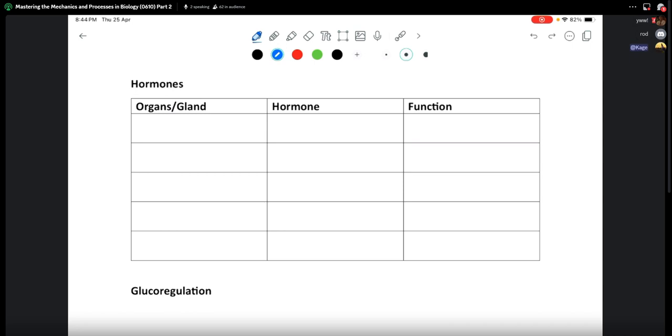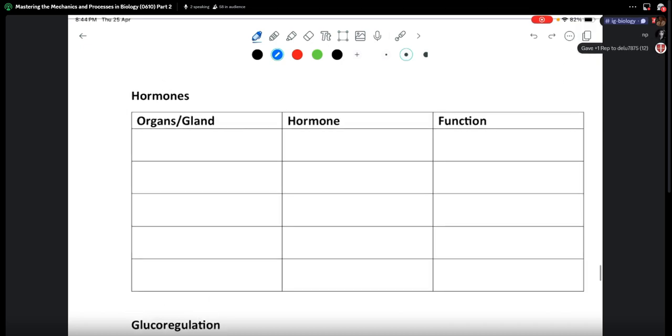For hormones, of course, hormones play a very important role in not just homeostasis itself, but in different situations. Hormones help us to grow and also help us develop very important characteristics during puberty and all those things. So let's list out all of these important hormones that you need to know.